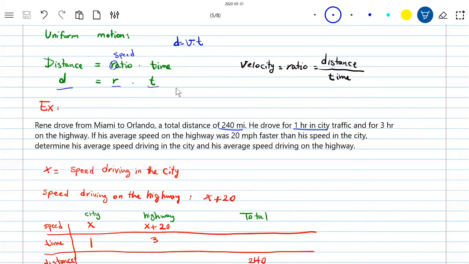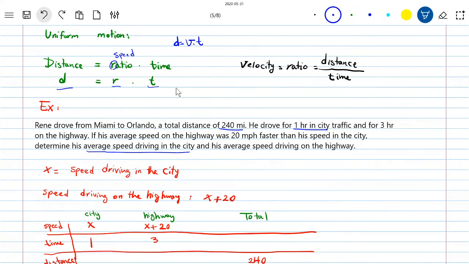You have the choice to pick one of these two as your variable. You either pick the average speed in the city as your variable x. You say that's x, then the average speed on the highway would be x plus 20, because he was going 20 miles faster. Or you can say, I'm going to call the speed on the highway x, then the speed in the city would be x minus 20 miles slower. Either way is fine. It's just how you define the variable.